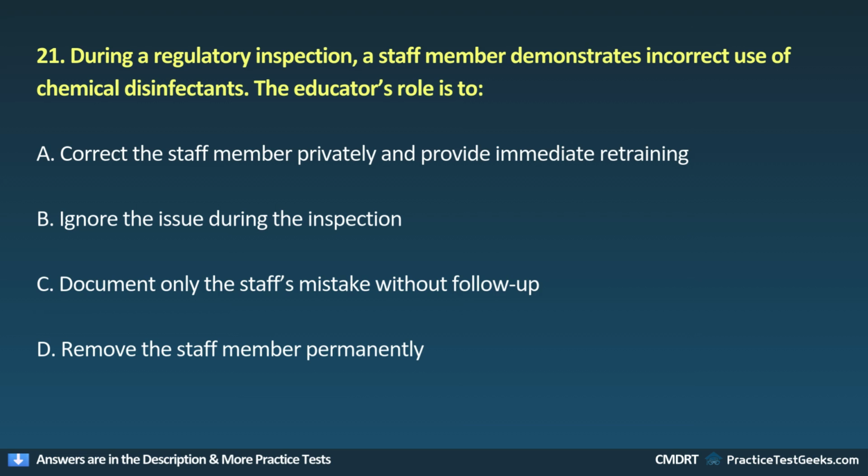21. During a regulatory inspection, a staff member demonstrates incorrect use of chemical disinfectants. The educator's role is to: A. Correct the staff member privately and provide immediate retraining. B. Ignore the issue during the inspection. C. Document only the staff's mistake without follow-up. D. Remove the staff member permanently.